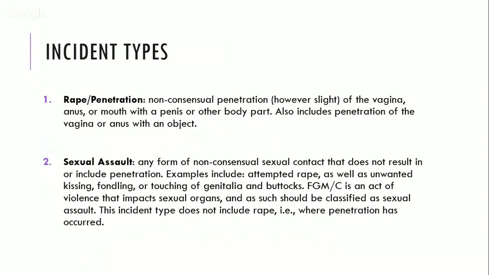Sexual assault. This is any form of non-consensual sexual contact that does not result in or include penetration. Examples include attempted rape, unwanted kissing, fondling, or touching of the genitalia and buttocks. Female genital mutilation or cutting is an act of violence that impacts sexual organs, and as such, we'll classify it as sexual assault. This incident type doesn't include rape where penetration has occurred.